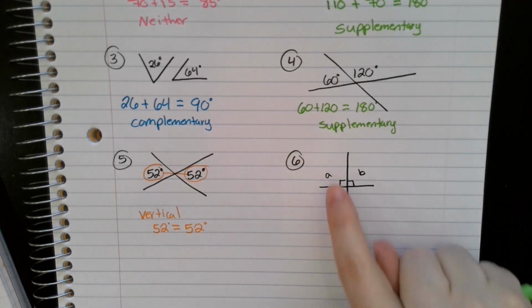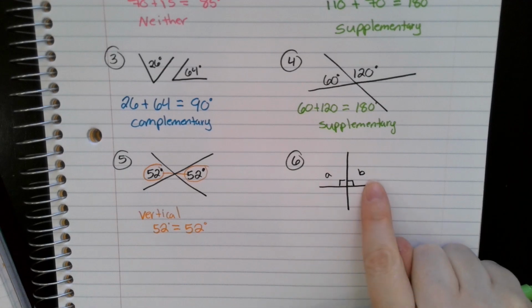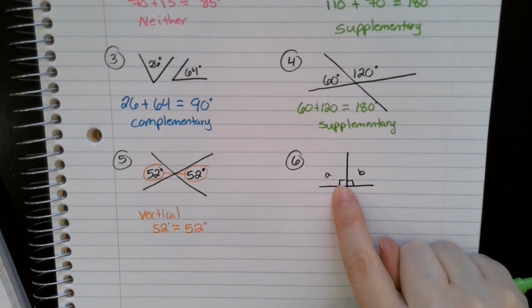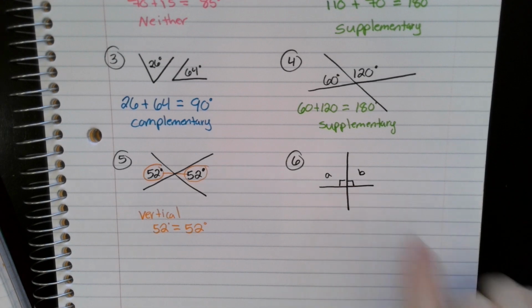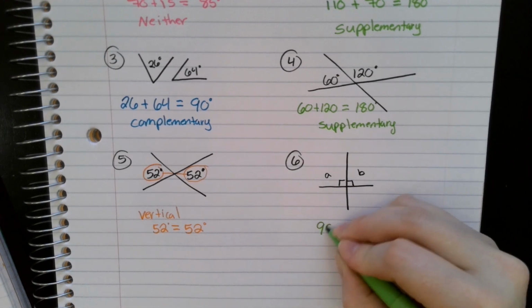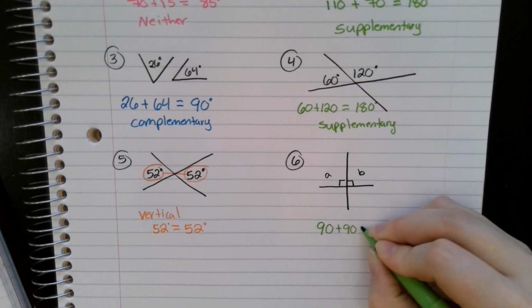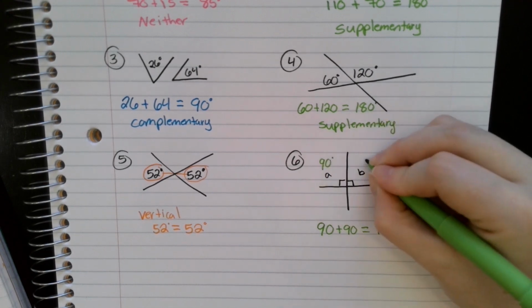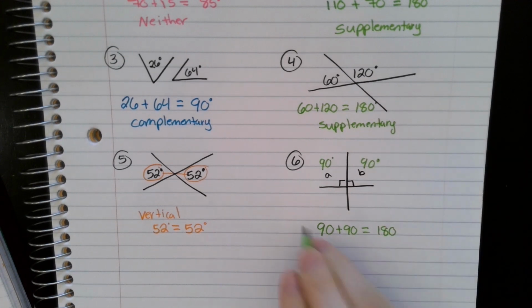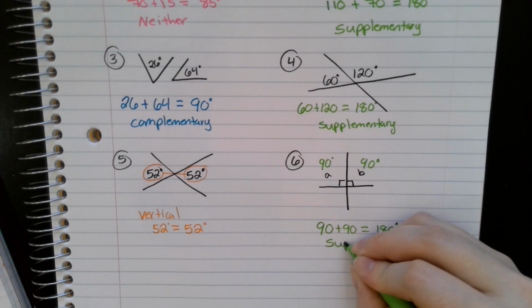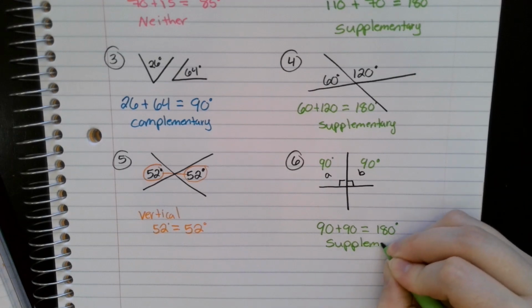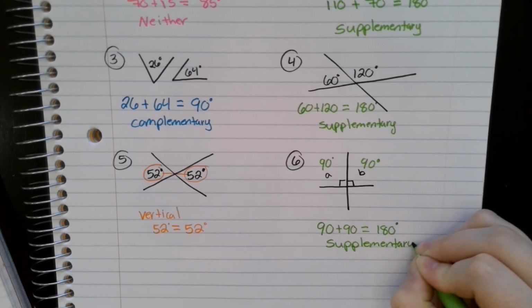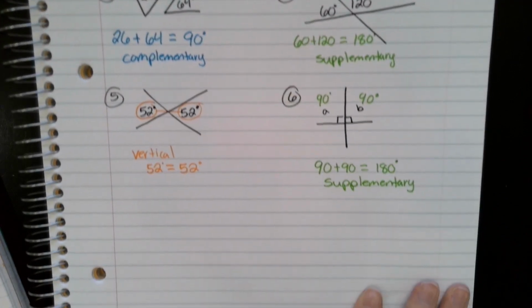Okay, and then the last one. We don't have any angle measurements written here. We have A and B written here, but remember that these little symbols inside of those angles mean that they are 90-degree angles. And if we take 90 degrees and add 90 degrees, we're going to get 180 degrees. So both of these angles are 90 degrees. We add them together. That's going to equal 180. That makes it a supplementary angle relationship. Okay, so we have supplementary here.